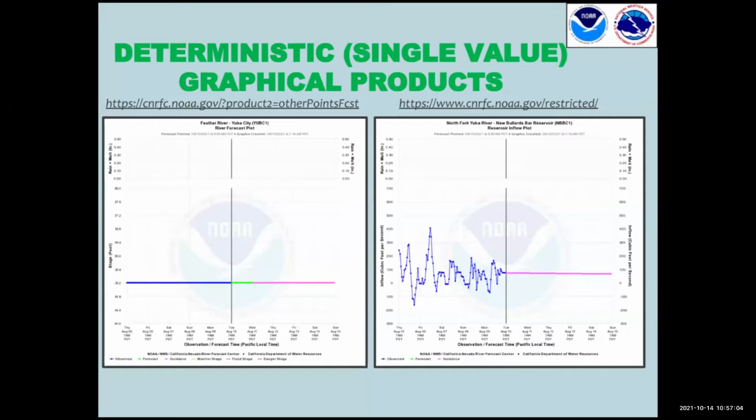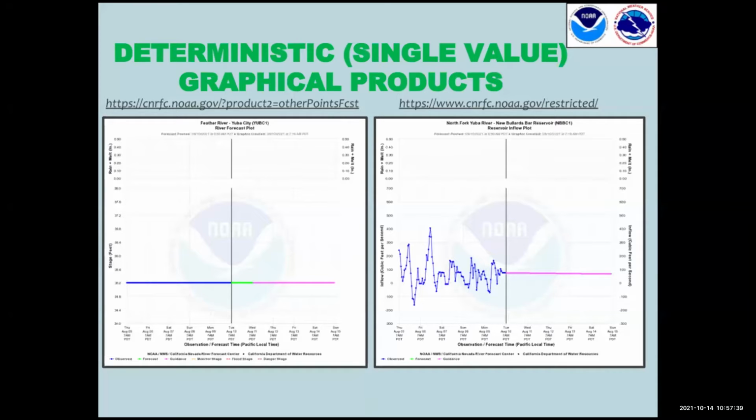So the deterministic, or our single value graphical products. Dan was talking about our QPF and our freezing level forecast and our temperature forecast, which are single value forecasts. So what we do is we run hydrologic models. We have a snow model and a soil moisture model. So these are continuous simulation models. There's a little background on the model. They're constantly tracking the antecedent conditions of the watershed in terms of soil moisture and snowpack.